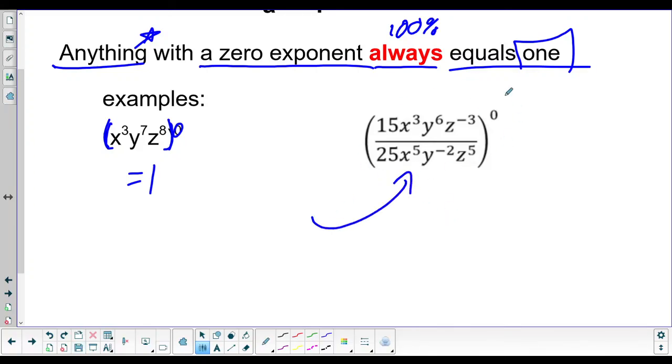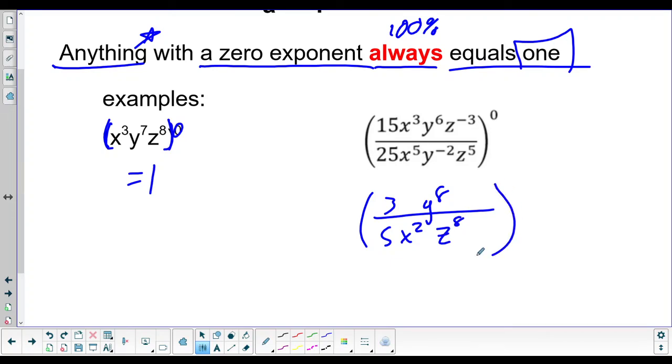So they do all the hard work. They simplify the inside. They simplify to the power of 0. And then they say it equals 0. Wrong. All of this stuff doesn't matter. You don't need to reduce this to 3 over 5 x squared y to the 8th z to the 8th. You don't need to do any of that. All you have to do is see the 0 on the outside and say that equals 1.